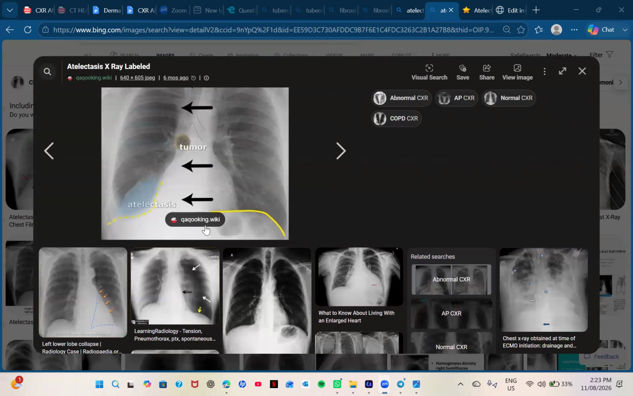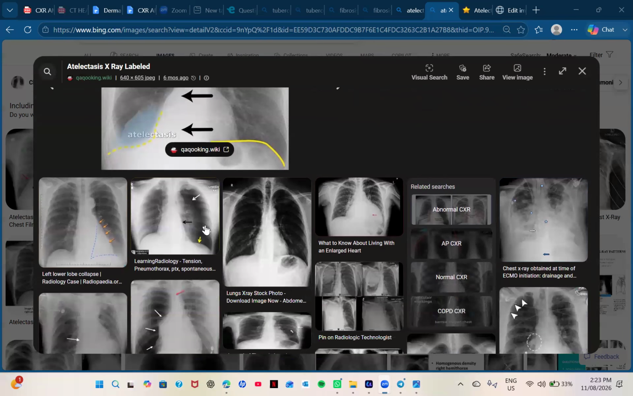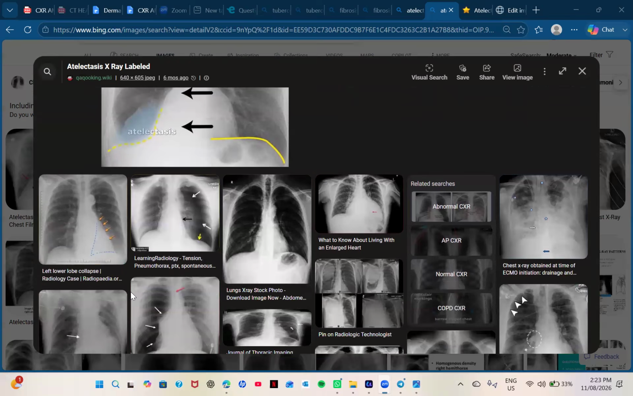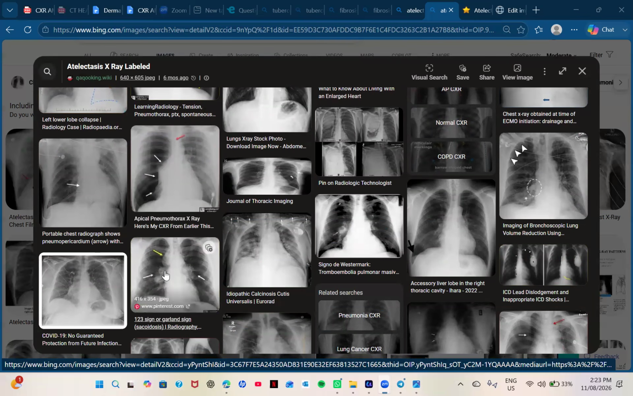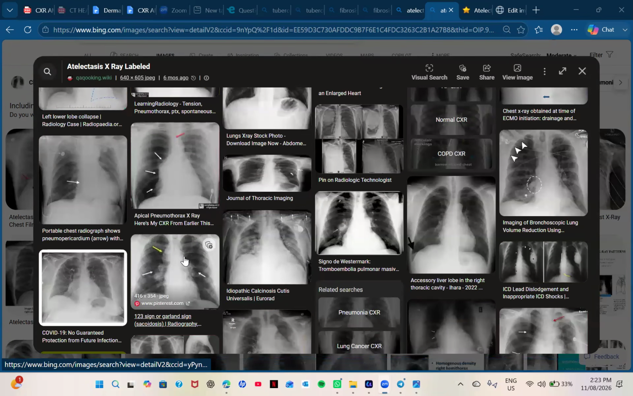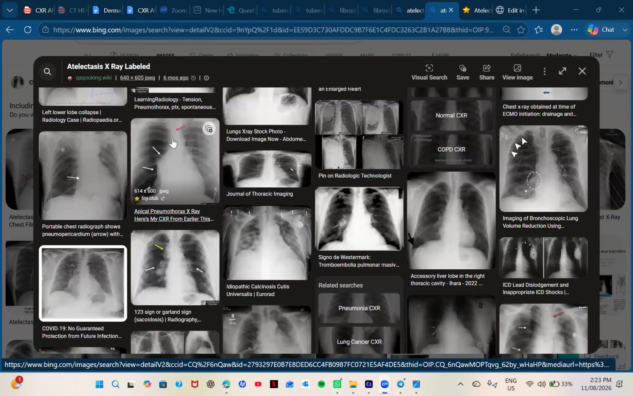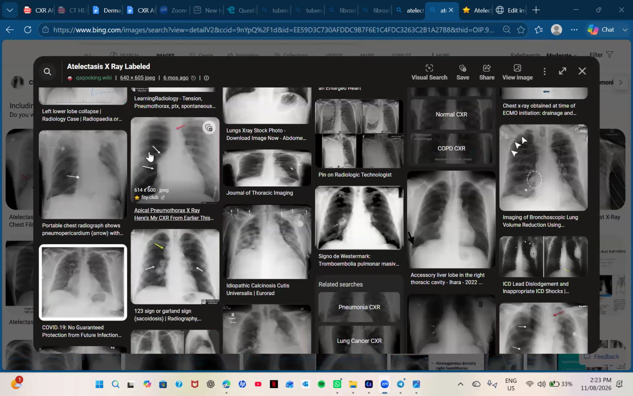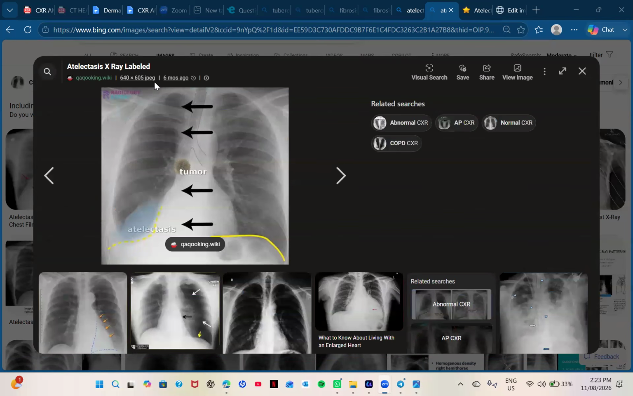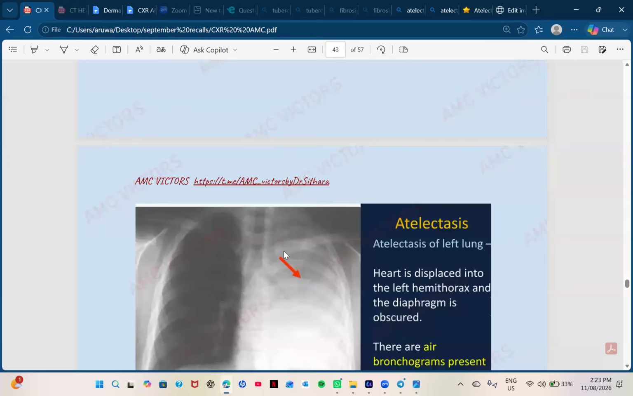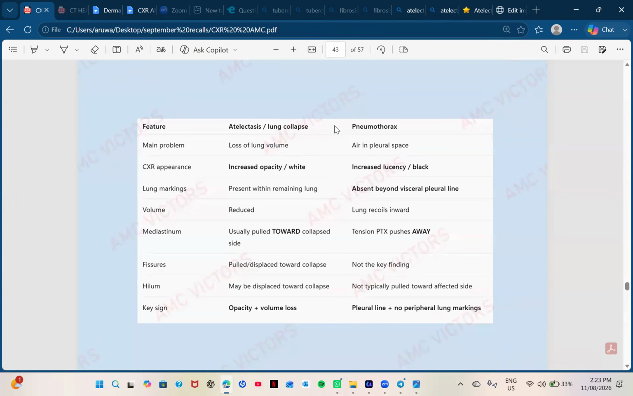Here atelectasis is present. Here also this side collapsing is present. Here, okay, here also the trachea is going towards it. Oh, this is pneumothorax. I think pneumothorax, and here, okay, pneumothorax also here you can see. It's like a complicated picture. Both are present. Okay, here I think this is the better one, because these two are very important to differentiate.